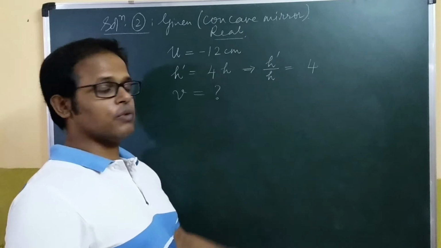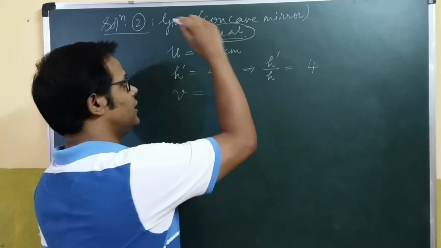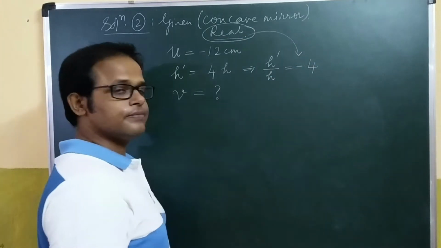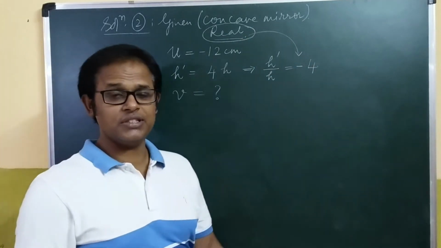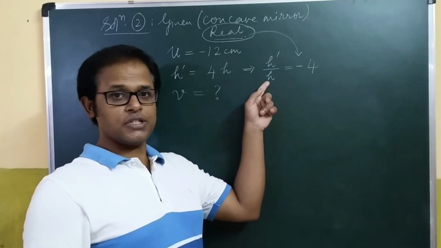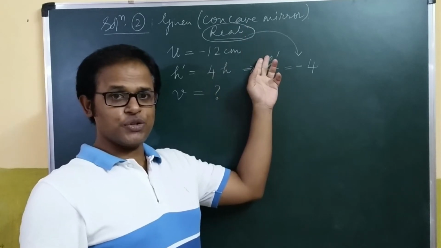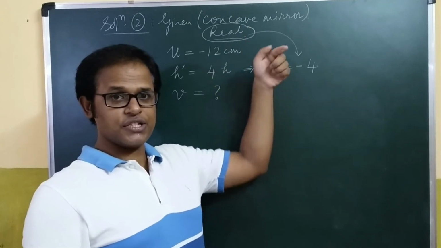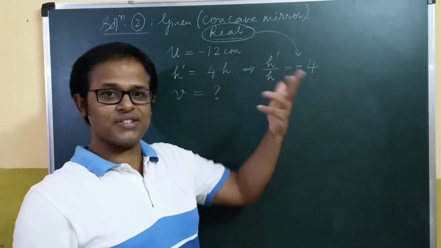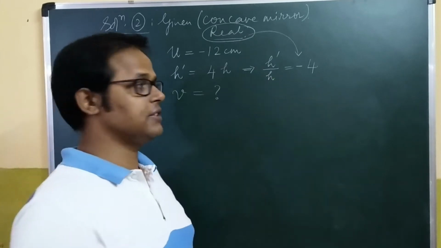H dash by h equals 4 is all good, but the question says it's a real image, so the sign here should be minus. That's it, very important. In a real image, h is always positive, that is the height of the object above the principal axis. But a real image is also inverted, so h dash is formed below the principal axis, so the sign has to be negative. Negative by positive is negative.